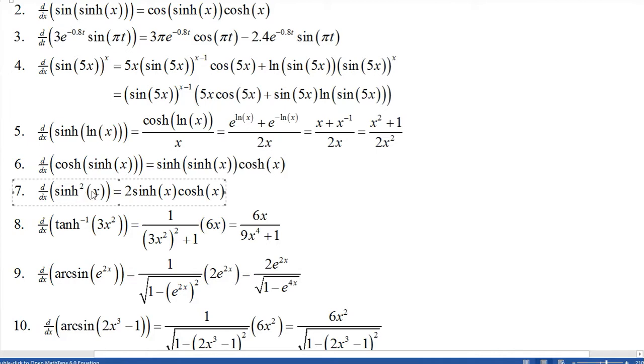The derivative of sinh squared of x. That's the derivative of u squared, where u is sinh x. So that's 2u to the first power, so that's 2 sinh of x, times the derivative of u. The derivative of sinh x is cosh x.